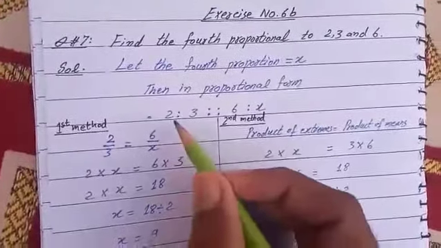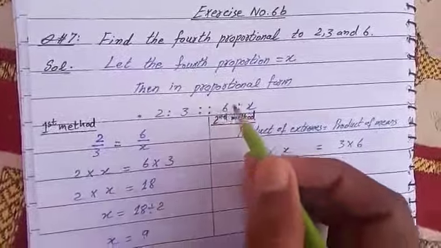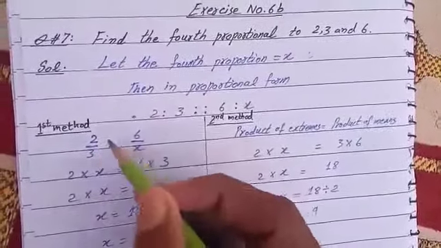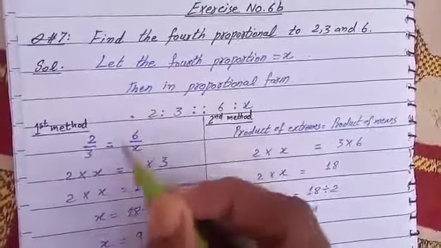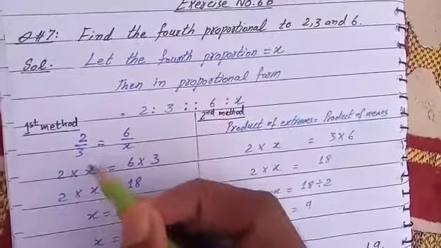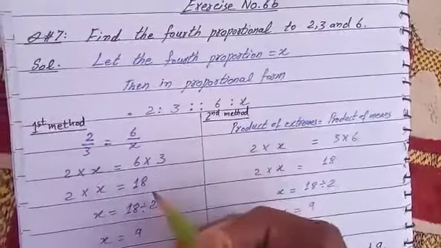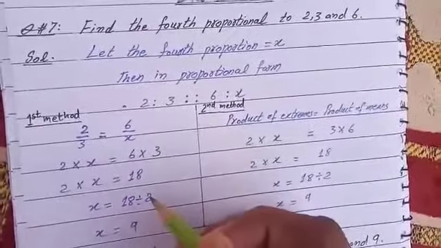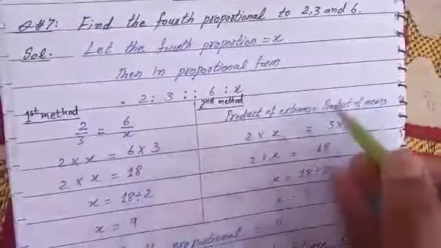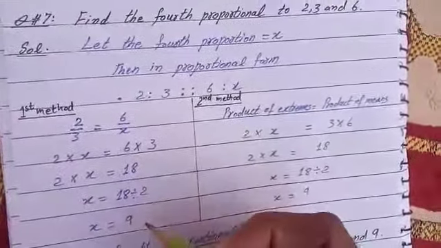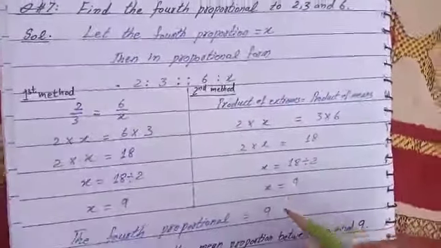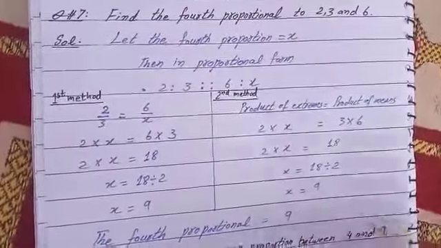In this method we will write 2/3 is equal to 6/x. In this way 2 and x will be multiplied and 3 and 6 will be multiplied. This is cross product. 2 multiply x, 3 6s are 18. So 2 is multiplying here, it will be divided on the other side. This is 9. So this step is changed in both methods. All other steps are the same. You can use this step or this step. The answer will be 9. It means the fourth proportional is 9.